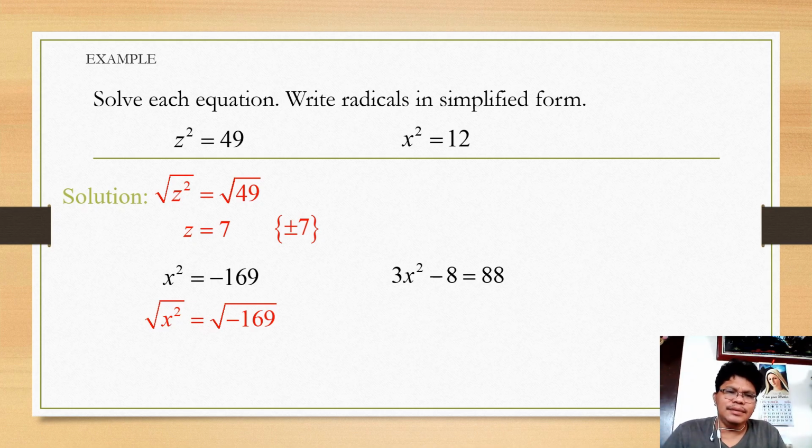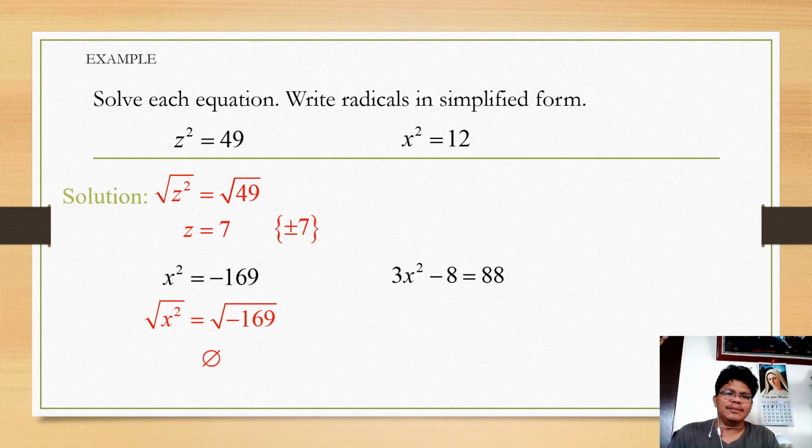Now, you may observe that number 2 is different from number 1. Why? In number 1, it is a positive perfect square number, while in number 2, it is a negative number. And the square root of negative 169 is an example of a non-real number. So the question is, what is the solution of the quadratic equation x squared equals negative 169? And the answer is, there is no real solution.